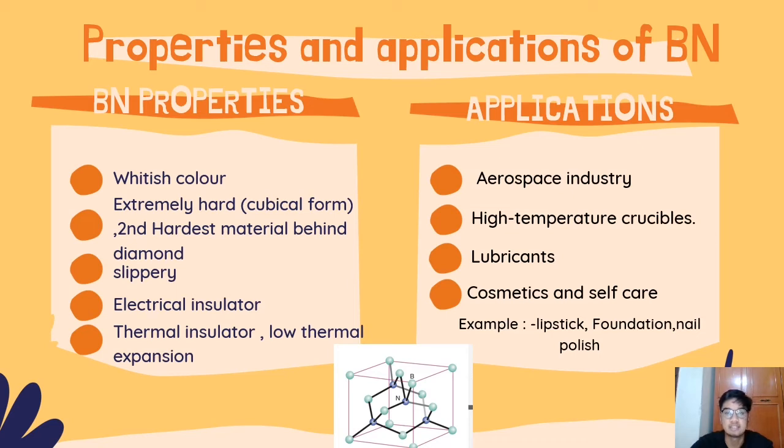It is an electrical insulator, which means it can't conduct any electricity, and it is a thermal insulator, which means it can also resist heat, and it has low thermal expansion. This is the application for boron nitride. It is used in the aerospace industry because of its low thermal expansion and thermal insulation. Also, it can be used as high temperature crucibles, and because layered boron nitride is slippery, it can also be used as a lubricant.